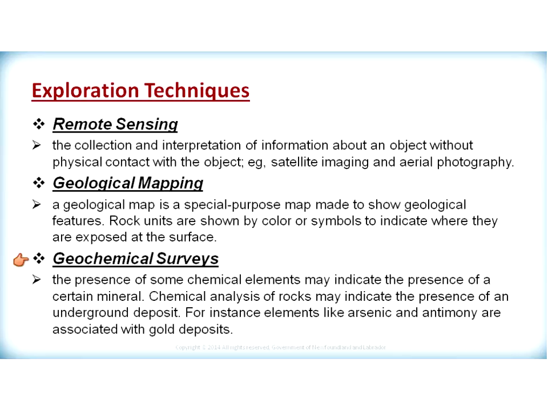The third exploration technique involves geochemical surveys. Here, the presence of some chemical elements may indicate the presence of a certain mineral. Chemical analysis of rocks may indicate the presence of an underground deposit. For instance, elements like arsenic and antimony are associated with gold deposits. So if rock samples or soil samples are collected and the presence of arsenic and antimony is found in the soils or rocks, there is a good chance that gold may also be found in this rock.